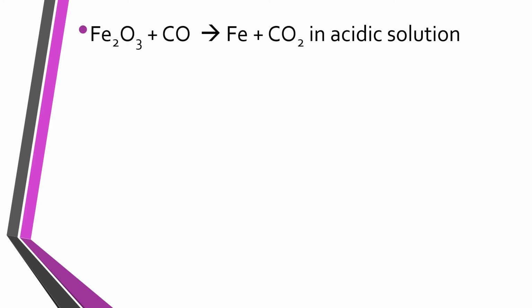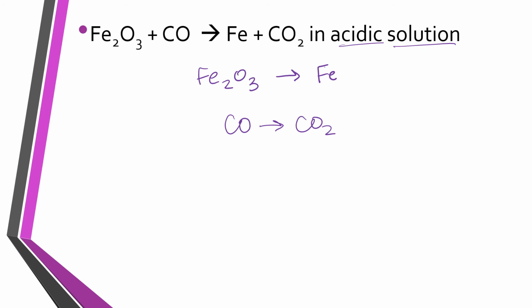Okay, so let's do this reaction. We're balancing it in acidic solution. So my half reactions are going to be Fe2O3 to Fe, and then I have CO to CO2. So those are my two half reactions. Now I'm going to balance anything that's not oxygen or hydrogen.